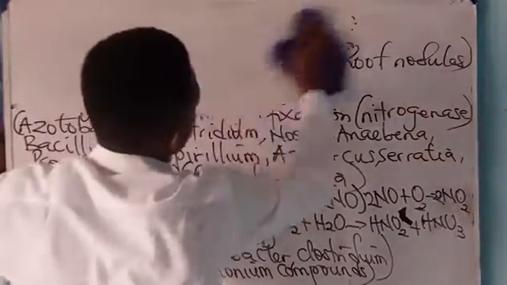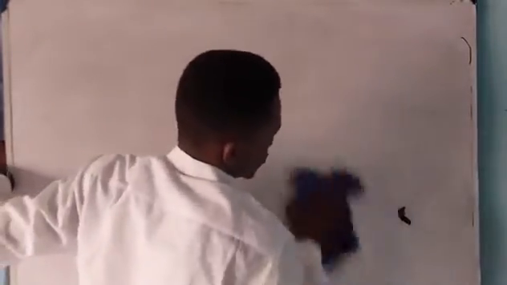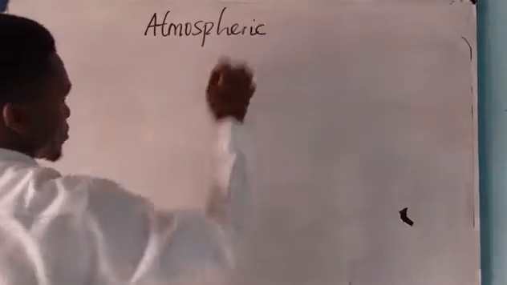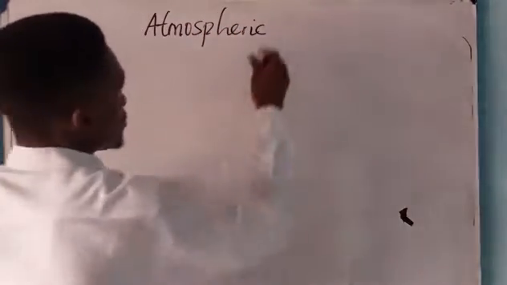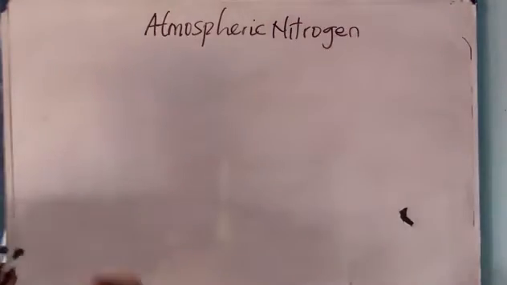Let's use a diagram to illustrate the nitrogen cycle. It is very, very easy. Just focus, and you will understand it very well. This board is small somehow. So let's get started. I'll write here: atmospheric nitrogen.